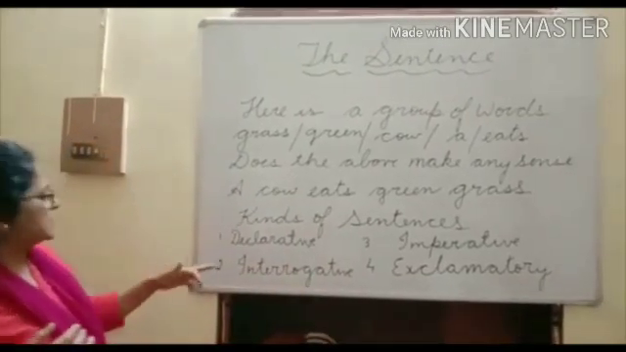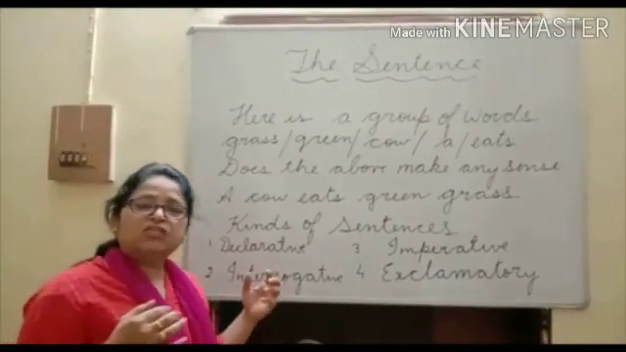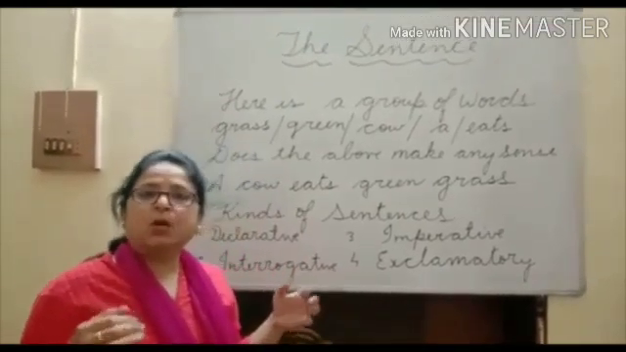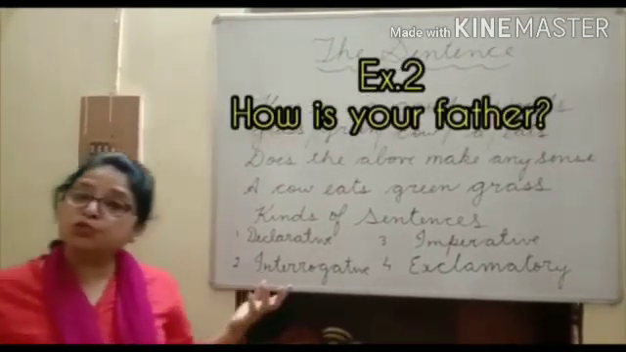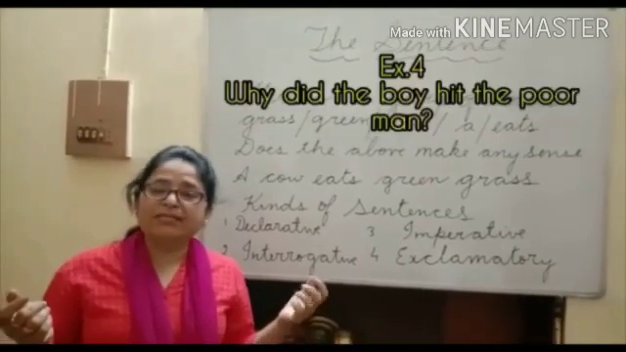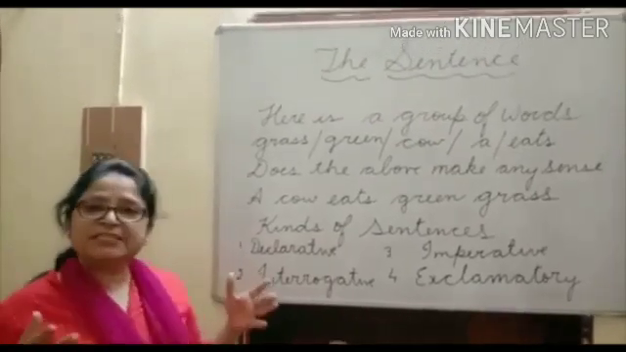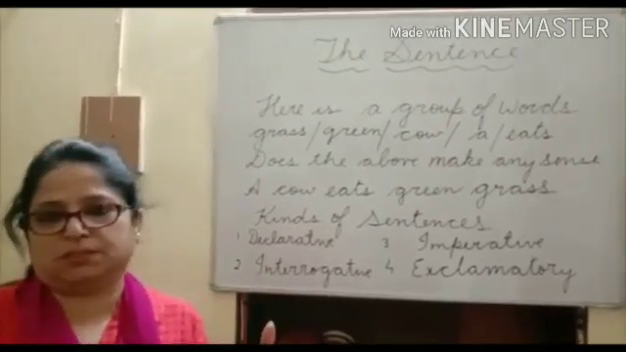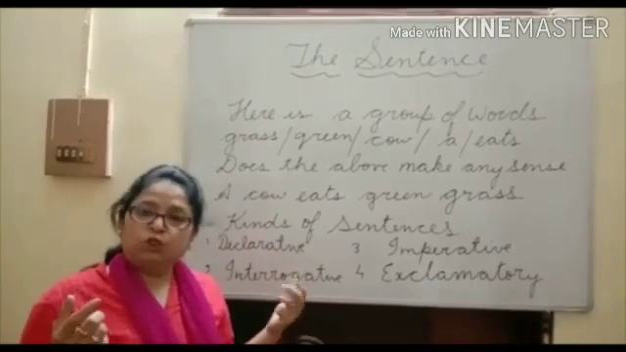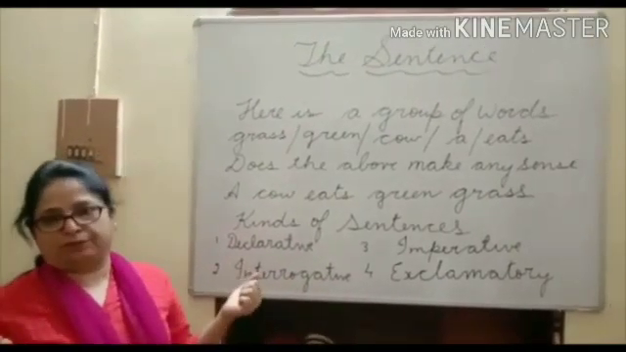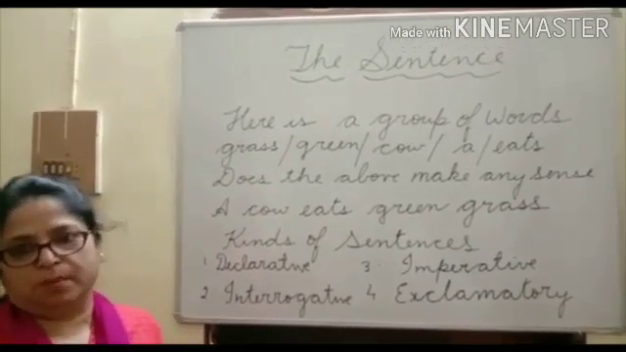Now let's come to the second kind of sentence, that is interrogative sentence. Interrogative sentence is a sentence which asks questions. It makes queries. Where do you live? How is your father? How do you do? Why did the boy hit the poor man? And so on. In these type of sentences, we ask questions. We use question words like how, what, where, did, do, does, has or have. The interrogative sentence starts with a capital letter and it ends with a question mark.